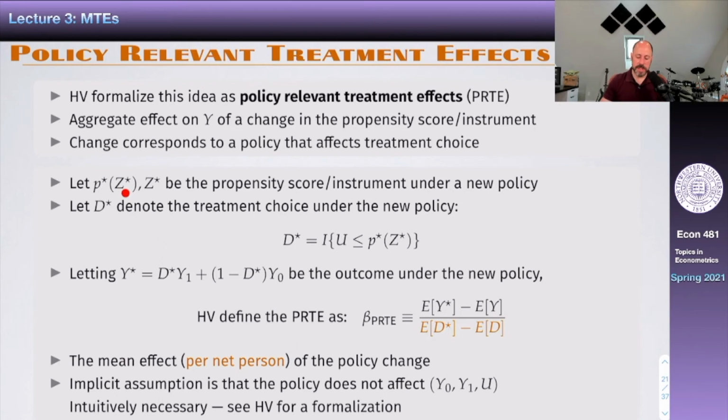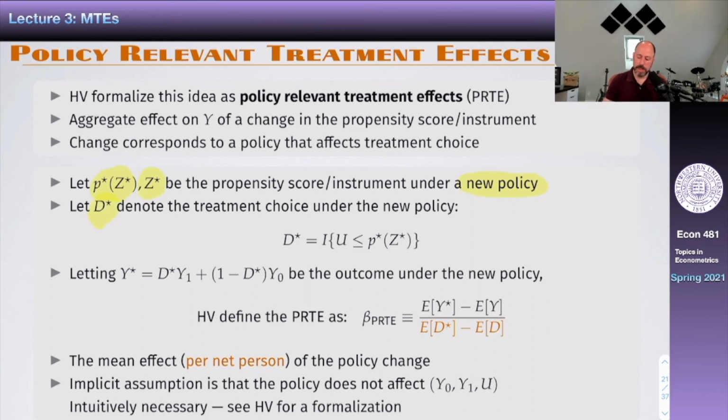Let P star of Z star and C star be the propensity score instrument under the new policy. Okay. So suppose that Z was a subsidy that people receive to go to college, okay? But now you want to evaluate the possibility of a different subsidy, okay? It's a different instrument, a different measure that you want to change. And then you also allow for the possibility that the propensity score under the new law is different, okay? That the probability that you take out changes, a different functional form relative to what you have with the original policy.